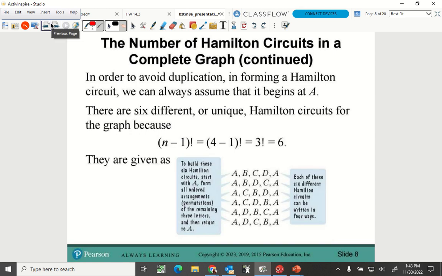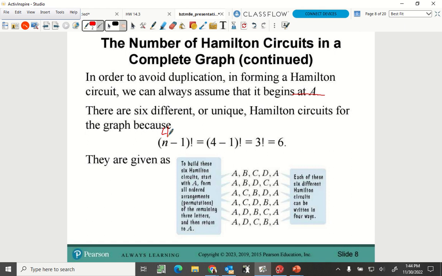So here's the math for the one that we just did. They gave you another one that actually had 4 vertices, so 6 different unique Hamilton circuits. So it would be 4 minus 1, which they're using the formula here. 4 minus 1 gives us 3, and 3 factorial is just 3 times 2.